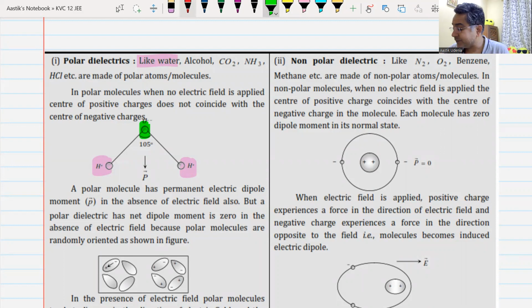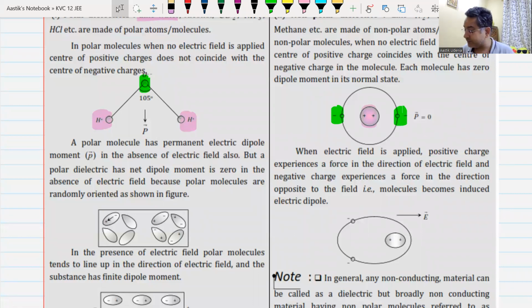But if you look on the right hand side, the center of positive charge and the center of negative charge in this case are coinciding. Do we see this? Yes or no? So these types of dielectrics are known as non-polar dielectrics. Now, first listen to me, then I'll give you time to write. In the absence of an electric field, the dipoles are oriented randomly, and therefore the net dipole moment is 0.